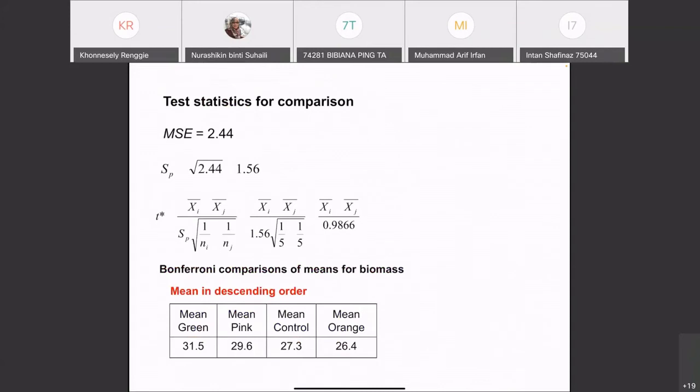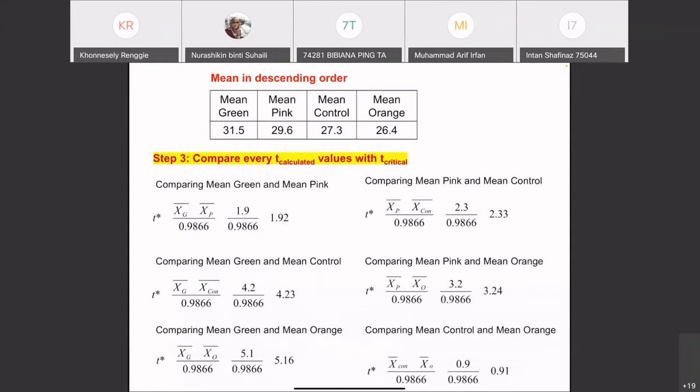actually the same question, the same problem like the Tukey test before. So let's say these are the samples. There are 4 samples, and it means that you have to match every pair, right? Like green and pink, green and control, green and orange, and then pink and control, pink and orange, and finally control and orange. So I hope you know what I mean here. So these are all the possible pairs that you have to match.